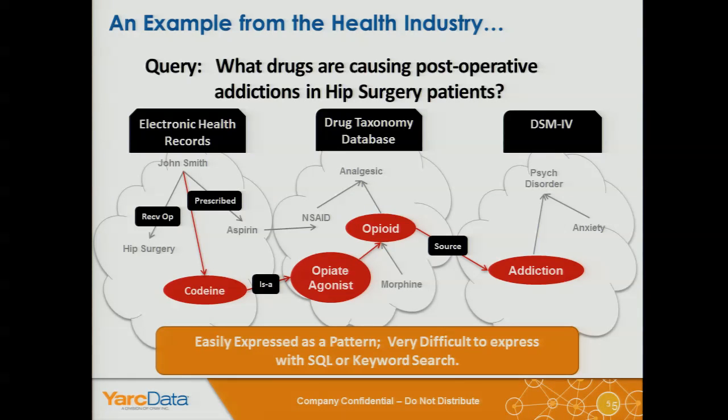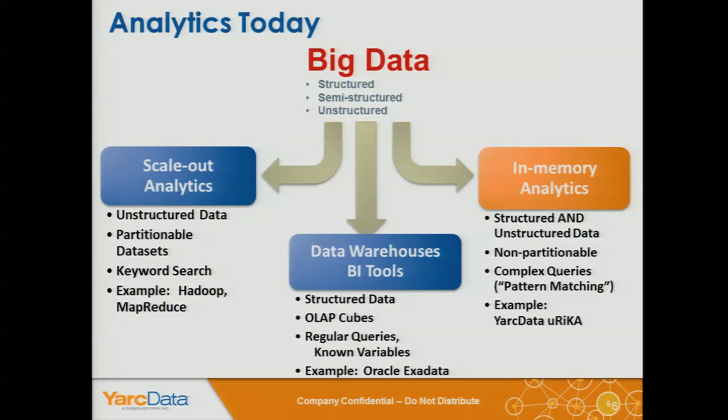This is a pattern that's not expressible as a simple table, and it's not in general domain decomposable because there are cross-links between all of these different databases. So this query is easily expressed as a pattern, a graph-style pattern, but virtually impossible with keyword search. It can be done with SQL, but you need to reconfigure your database every time you change the query. So we believe that graph databases are the best way of solving problems of this sort.